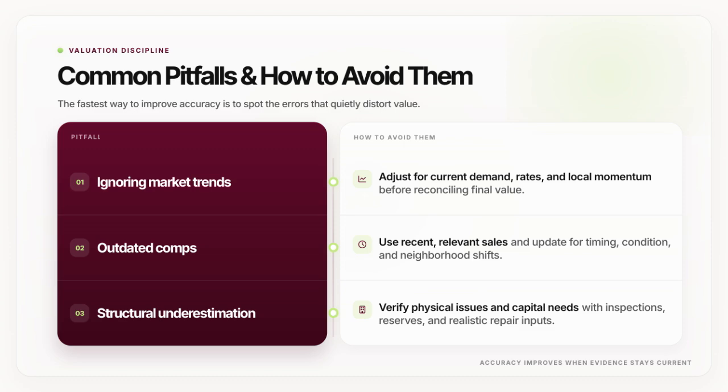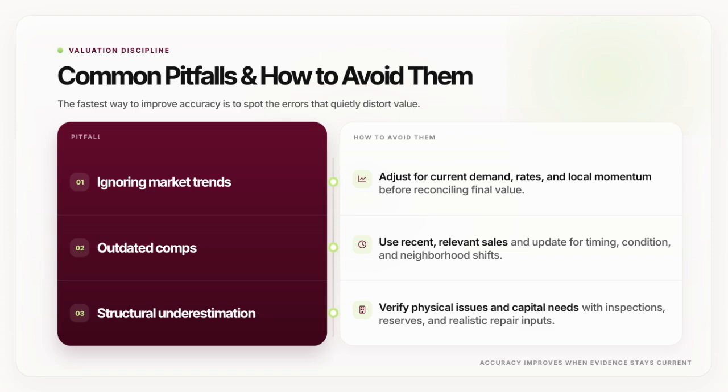Using recent and relevant sales data is crucial, and we need to factor in any changes in timing, condition, or neighborhood dynamics to keep our estimates accurate. Lastly, structural underestimation often happens when physical issues or capital needs are overlooked. Thorough inspections, appropriate reserves, and realistic repair cost inputs help us verify these factors and build a more precise valuation.